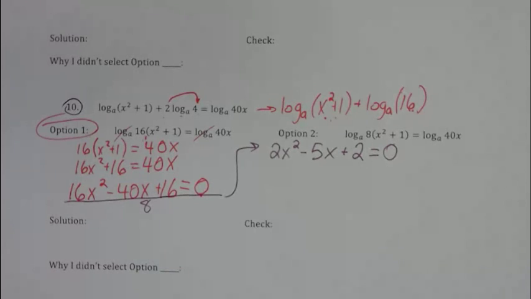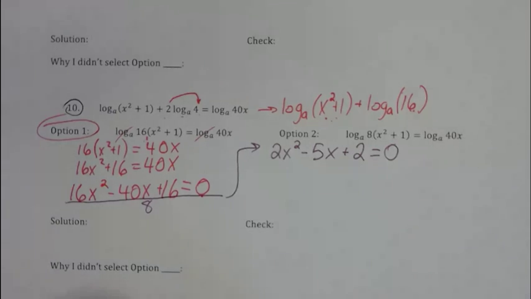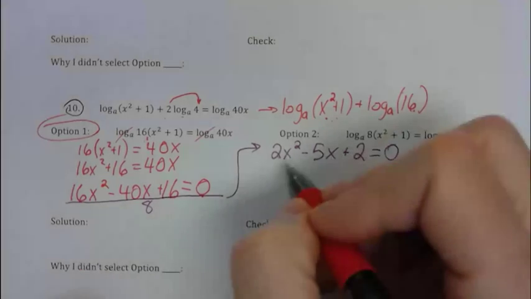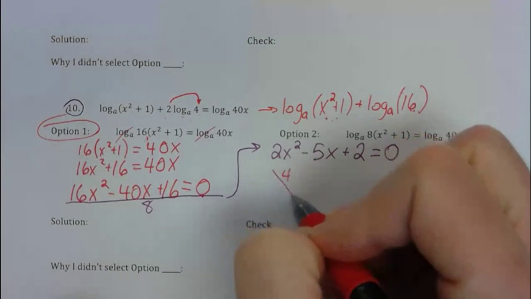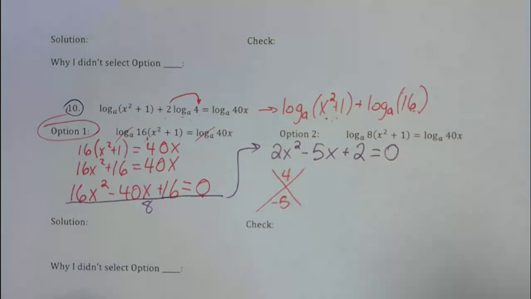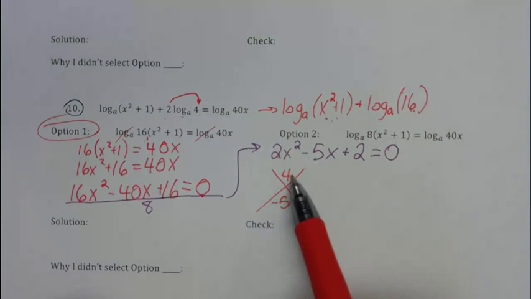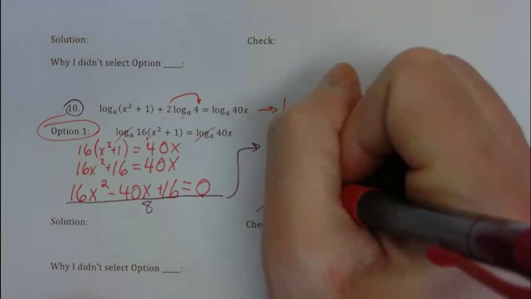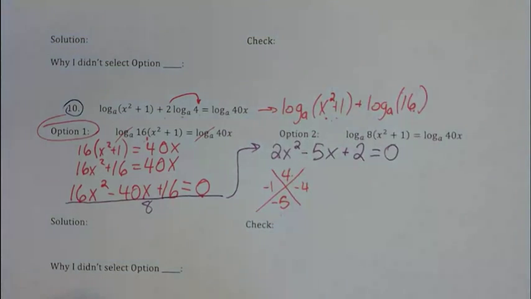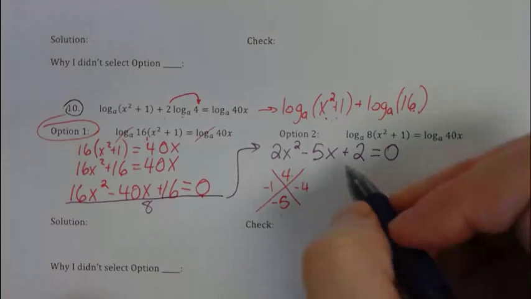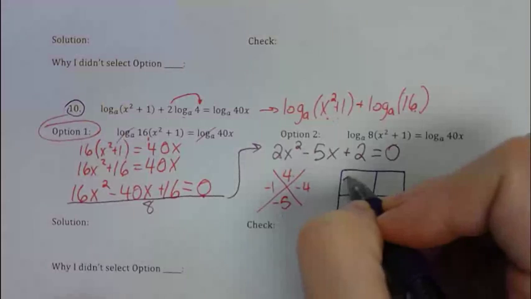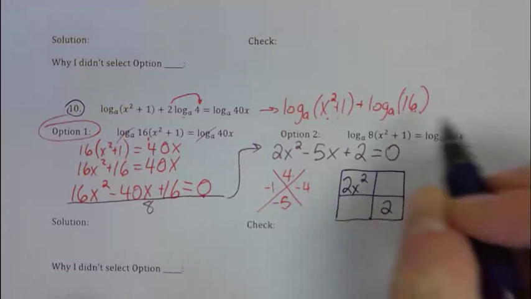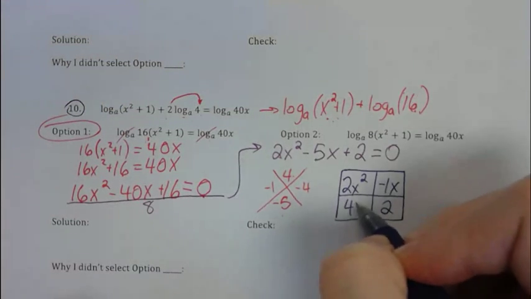So you could do quadratic formula here, which you might be more used to, but we're going to do a quick factoring review. So I'd be doing 2 times 2 is 4, and then negative 5 is in the middle. So I'm looking for two numbers to multiply to 4 and add up to negative 5. That will be negative 4 and negative 1. And then I can use my box method here. So I would have 2x squared and 2, and then negative 1x and 4x.